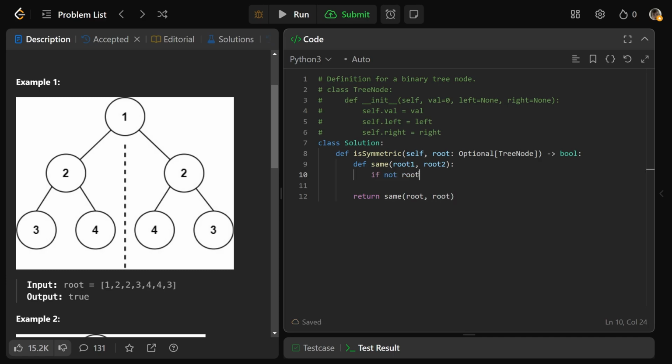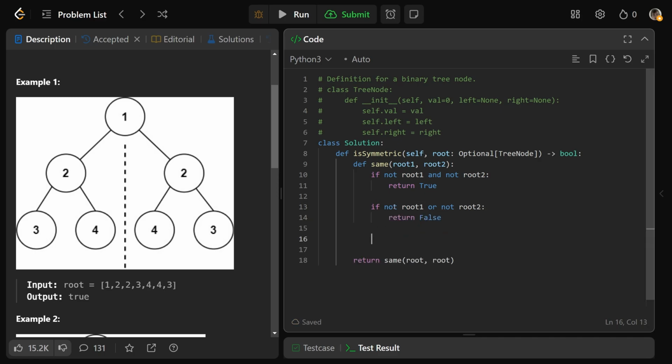If we don't have root 1 and we don't have root 2, that's actually a good thing. It means we're null on both sides. So that's actually a thumbs up signal. That's good. Okay, if we're past this, it means that we know we have at least one of the two nodes. So if we don't have root 1 or we don't have root 2, if we're missing either of them, that means there's a mismatch, and so we should return false here. If we're over here, we know we have both of the roots. We need to make sure that the values are matching too. So if the root 1.val is not equal to the root 2.val, that's another way they could be different. So we would return false there.